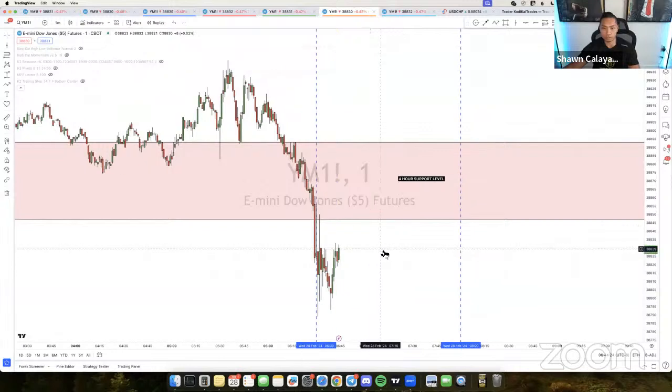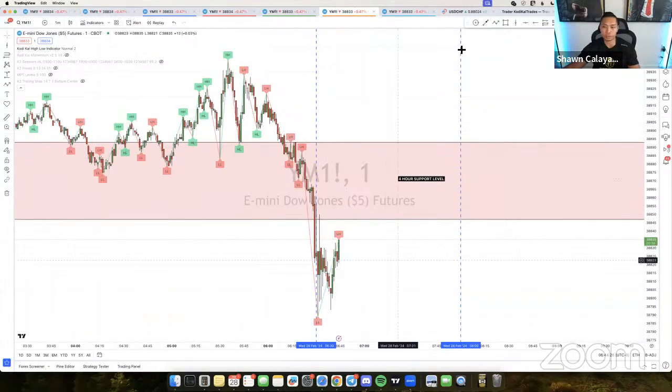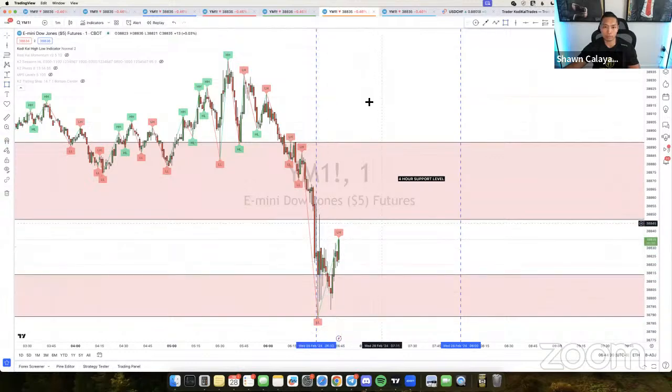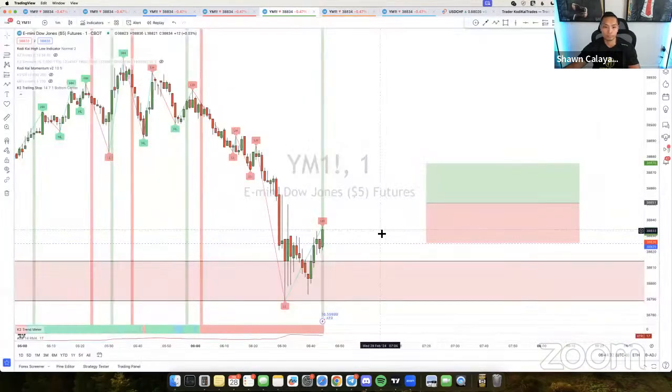Here's our clean chart. What I'm going to do here is mark up some structure. I think there's structure down here. There we go with the support. We got another buy signal here pending.